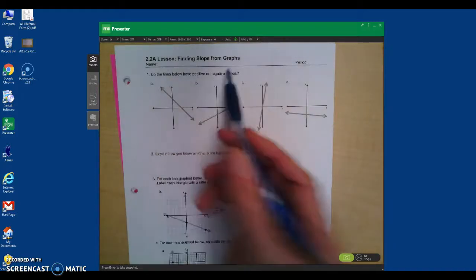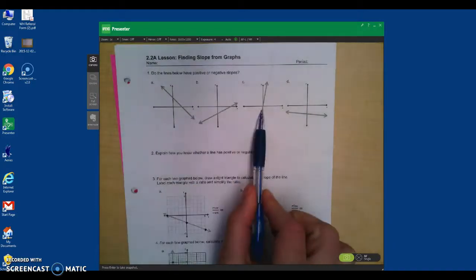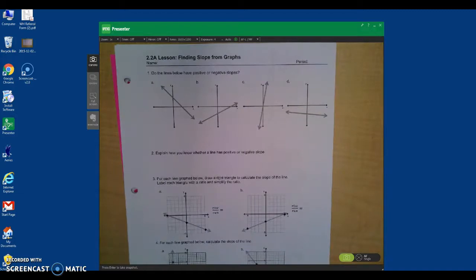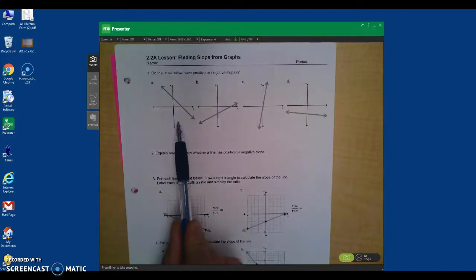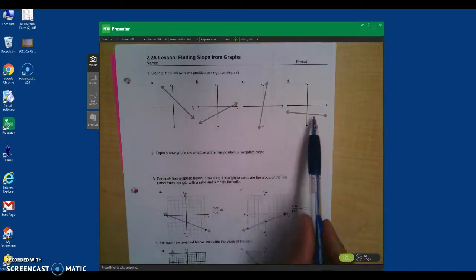So, positive or negative slopes. Go ahead and answer 1, 2, 3, 4 of these. It should take you, I don't know, 10 seconds to do that. Press pause if you need to, but you should be writing an answer here, here, here, and here very quickly.